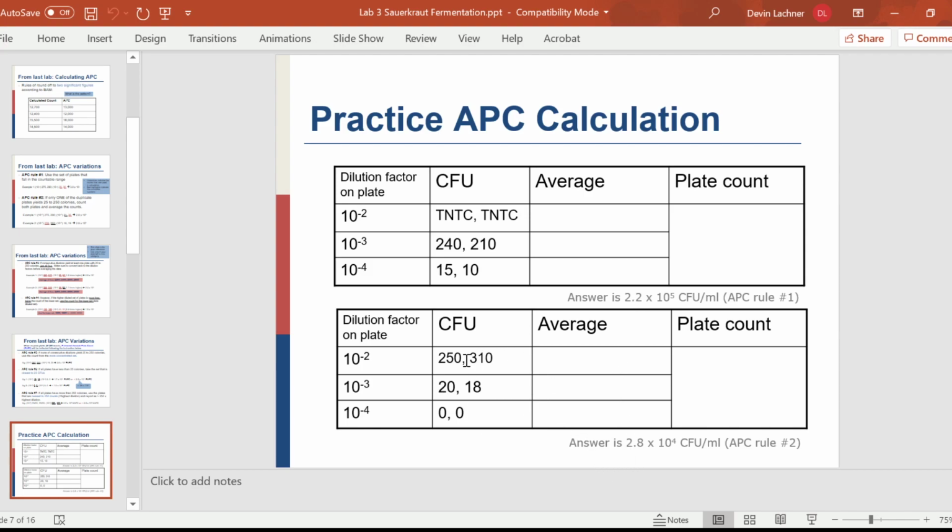Now for this one, again, we only have one dilution factor that's within the countable range. This is 10 to the negative 2, since it has 250, but only one of the 2 is within the countable range. But we're still going to be using both of them at this dilution factor, since one of them is within the range. That's according to rule 2, okay? So you add those together, take the average, and then calculate the CFU per ml.